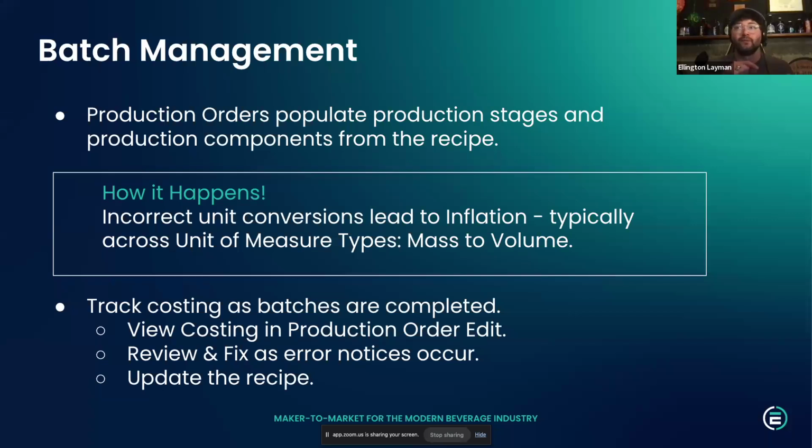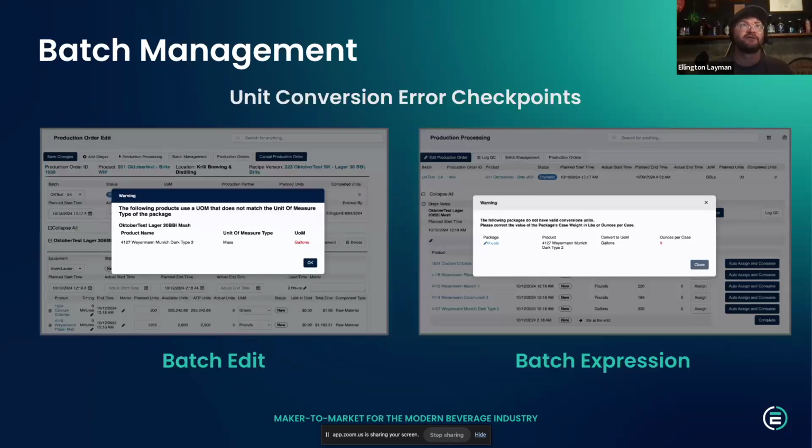And so along the way, I did get error notices, and I think I have them in this slide. Here we go. Here's some error checkpoints. The following products use a unit of measure that does not match the unit of measure type of the package. So, like I said, this is a mass product set in pounds, and I set the unit of measure to gallons. So they do not equal. The system recognizes this is going to inflate your cost. Please fix this. Now, I went around that and adjusted the package type on that product to be able to convert. So don't do that, and you won't have a problem. Stick with mass and volume with volume.